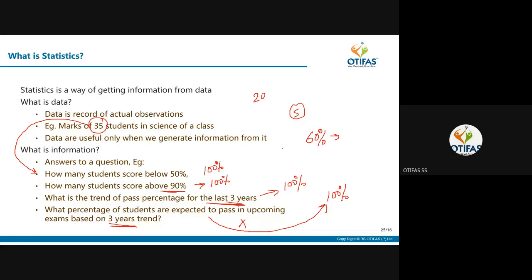Suppose, let's take it this way. I can say around how many students are expected to pass from 35. I can say 30 students are expected to pass. Then I cannot say it 100%, so I may say 95% chance. So here I don't have to mention the accuracy because it is 100% right. But here when I give a prediction, I need to mention a chance, a probability.